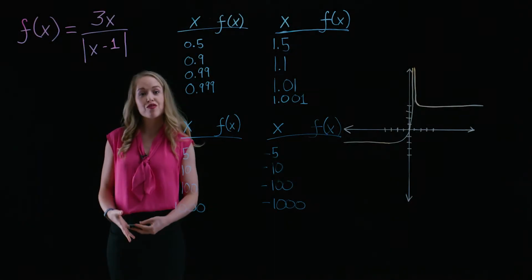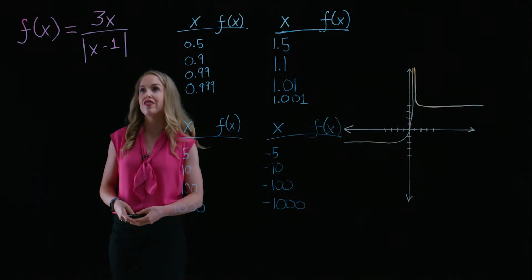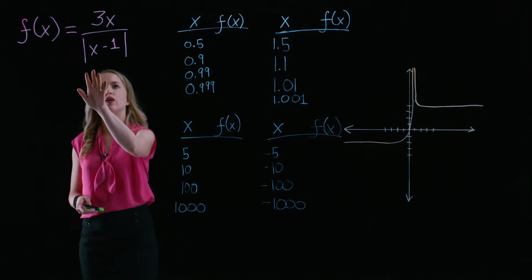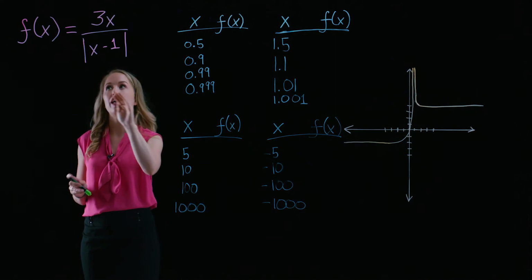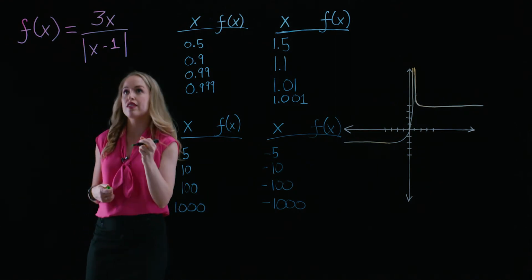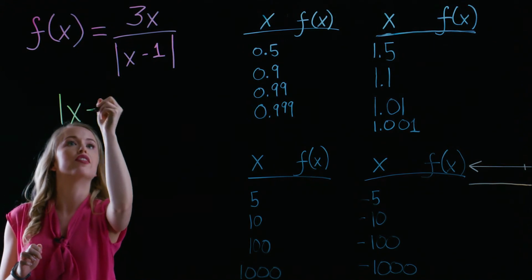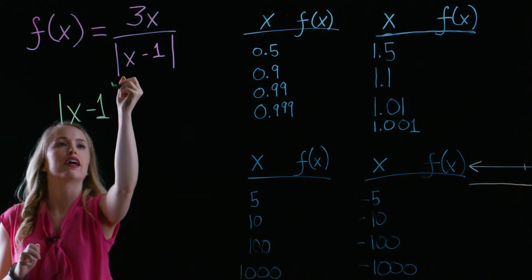Hi, I am Christina. So for this problem, first we are asked to find the domain. So I want to look at my function and consider what values for x will not work for me. To do this, I'm going to set my denominator equal to 0 because I remember I can never have a 0 in my denominator.